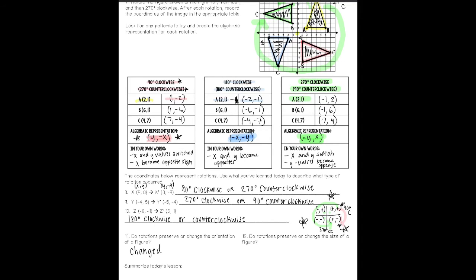Do rotations preserve or change the size of a figure? Well, let's look at the size. Does the size of this figure ever change? It doesn't, so it preserves. And does anyone remember what type of transformation preserves the size of a figure? And we only touched on this on the first day when we talked about basics. That's actually called a rigid transformation, and this is the last rigid transformation that we will be talking about. Okay? So, preserves and its rigid transformation. Okay, so that is all for rotations.